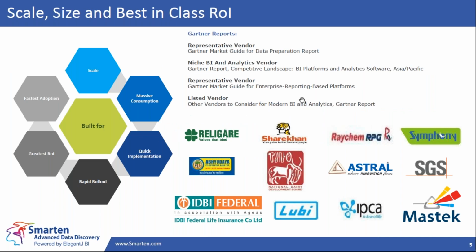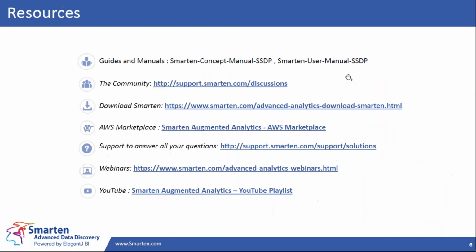Smarten is listed in multiple Gartner reports. These are some of the mentions of reports, and these are a few of our customers in different industry segments. Smarten is a horizontal tool, so it can work easily in different industry segments for different sizes of customers. It is a highly configurable, highly flexible tool, and it is self-serve from the inception, starting from data preparation to visualizations to analysis as well as advanced analytics. It is targeted towards non-technical users who can do all this analysis and meet the requirements of traditional BI as well as advanced analytics.